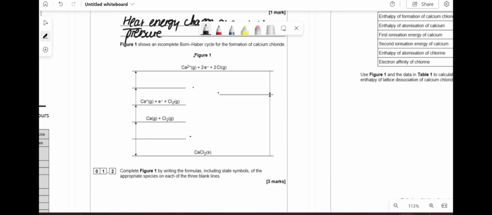Figure 1 shows an incomplete Born-Haber cycle for the formation of calcium chloride. Complete Figure 1 by writing the formulas, including state symbols, of the appropriate species of each of the three blank lines. So you've got 1, 2, 3 blank lines here. Let's have a look what's going on.